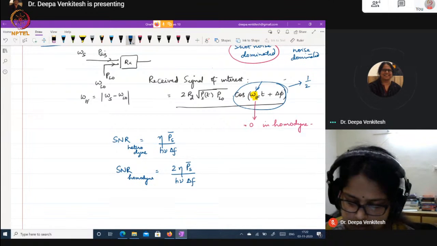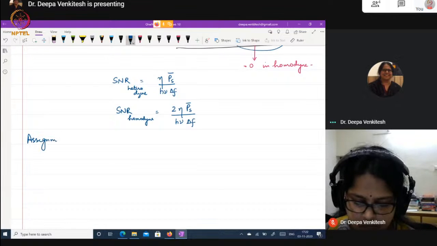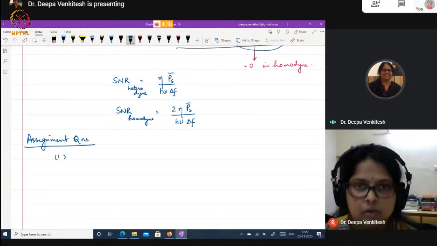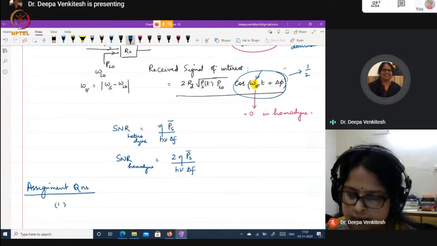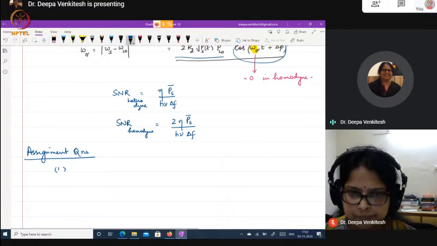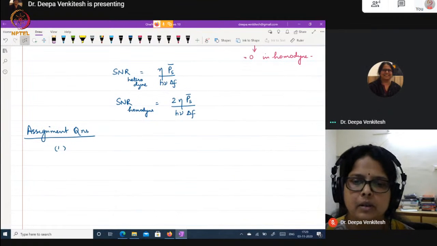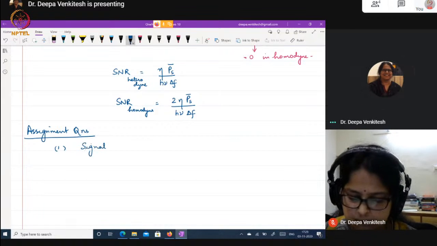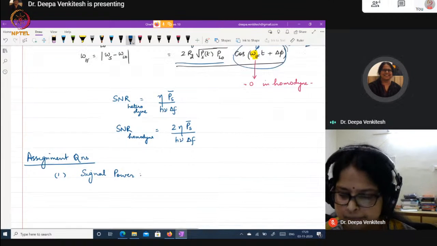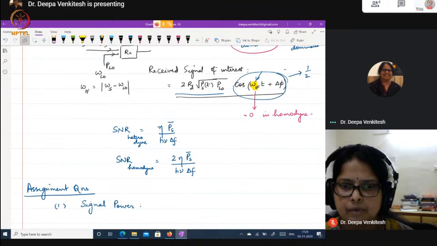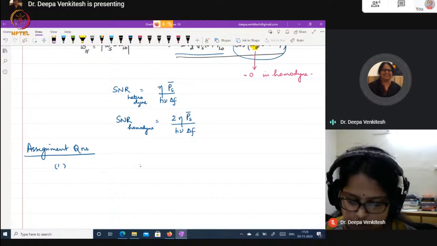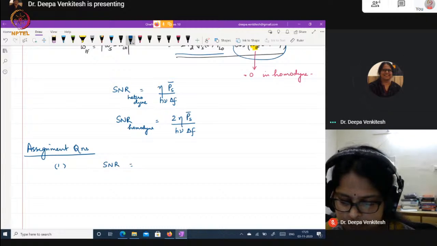So let's look at the assignment questions. The first question is the ratio of SNRs of homodyne detection to direct detection in the shot noise limit. I just said that the signal of interest is this for homodyne detection, so the signal power would be 2 ... Whenever you calculate SNR, it is equal to signal power divided by noise power.